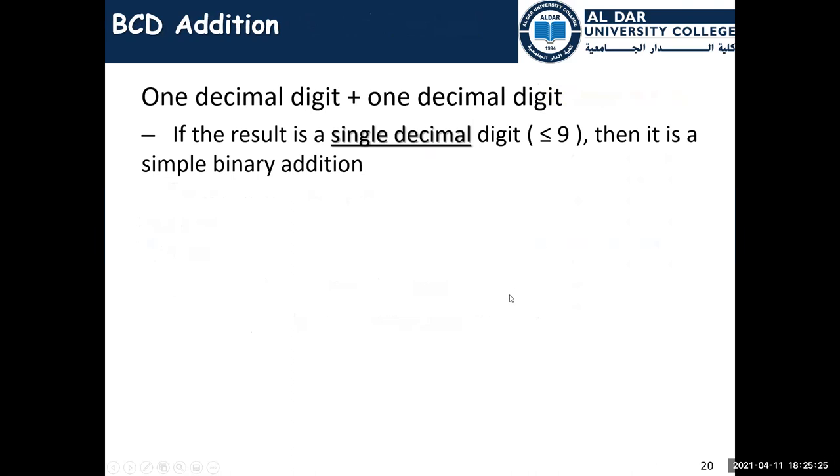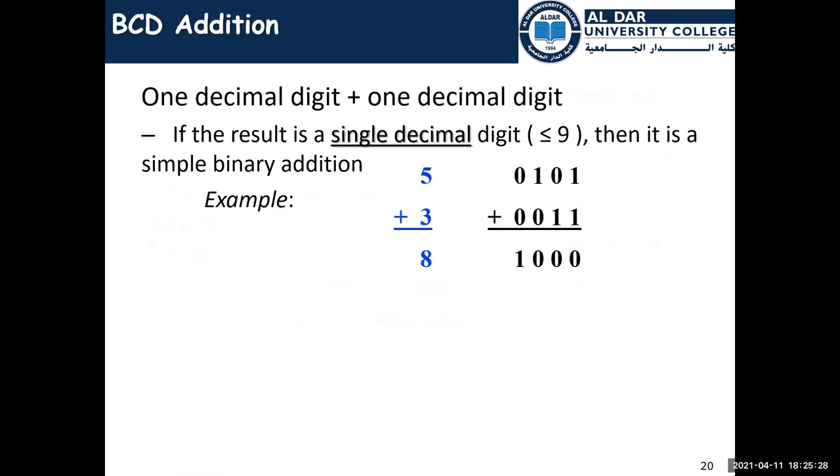If the result is not more than 9, it can be the direct output. For example, if we have 0101, which is 5, plus 0011, which is 3, and we add them together: 1 plus 1 equals 0 with a carry of 1. 1 plus 0 plus 1 equals 0 with a carry of 1. 1 plus 1 plus 0 is 0 with a carry of 1. 1 plus 0 plus 0 is 1 with a carry of 0. This is 8, and 5 plus 3 is 8. There is no problem at all, because the result is less than 9, so we don't need a correction.